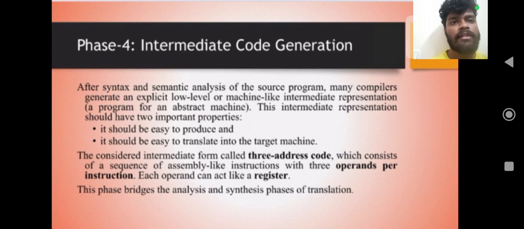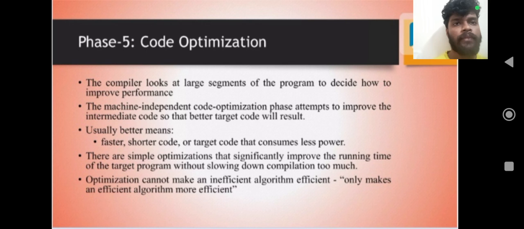After syntax and semantic analysis of the source program, many compilers generate an explicit low-level or machine-like intermediate representation. This intermediate representation should have two properties: it should be easy to produce, and it should be easy to translate into the target machine. The intermediate form considered is called three-address code, which consists of a sequence of assembly-like instructions with three operands per instruction. Each operand is like a register. Now let us see code optimization.